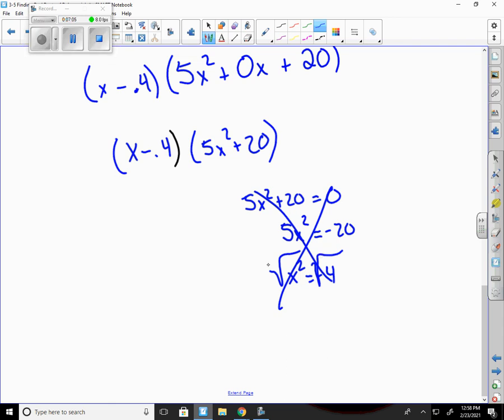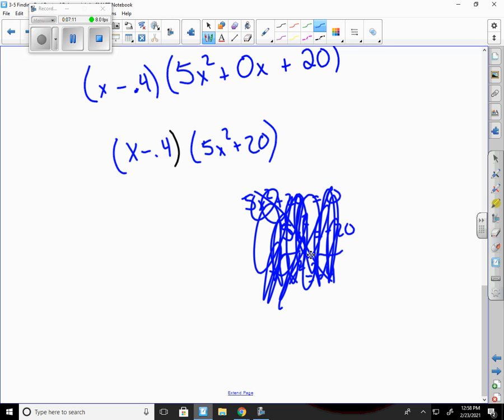Because I'm looking for the real roots. If I was looking for complex roots as well, then that would be a possibility. However, I can't do that, so it stops here at x minus 0.4 and 5x squared plus 20. So in other words, this is my only root.